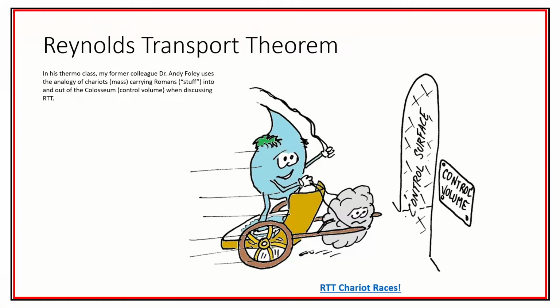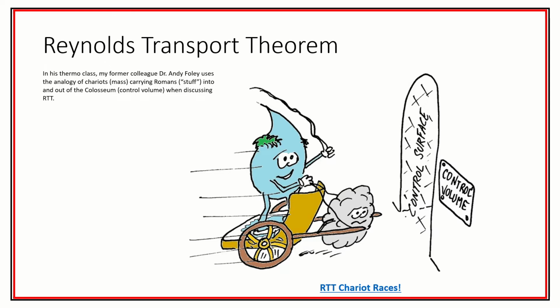One of my colleagues from the Coast Guard Academy, Dr. Andy Foley, uses as an analogy for the Reynolds transport theorem the Colosseum, where we have gladiators coming in on chariots and going in and out of the Colosseum. The Colosseum represents a control volume, and they're entering through control surfaces. And the chariots are mass, right? So they're the Reynolds transport. They're the thing that the mass is transferring. And we just have generic things that can come in and out of the control volume.